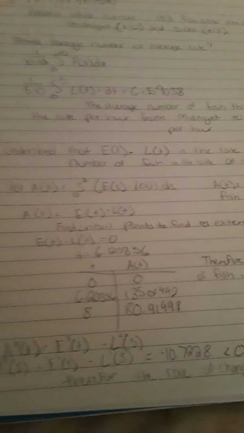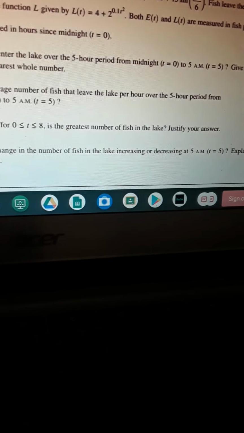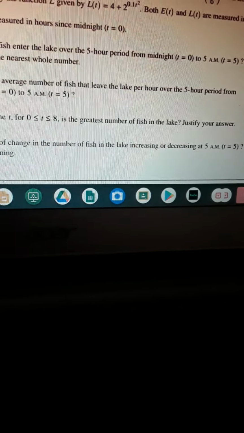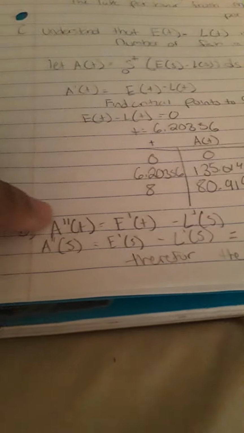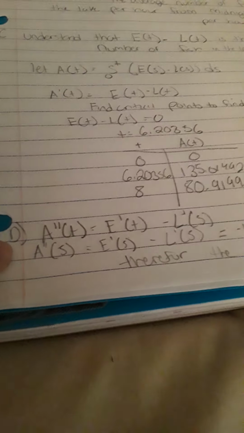And then finally, I know we're going over time here. D asks you, is the rate of change in the number of fish in the lake increasing or decreasing at 5 a.m.? So think of it this way. We are seeing the rate of change of the number of fish. Is it decreasing or increasing at 5 a.m.? And so we're going to go back to here where, remember when I told you that you have to understand that E of T is the rate of change in the number of fish. So you're going to use that, but you have to make sure to see if it's decreasing or increasing.